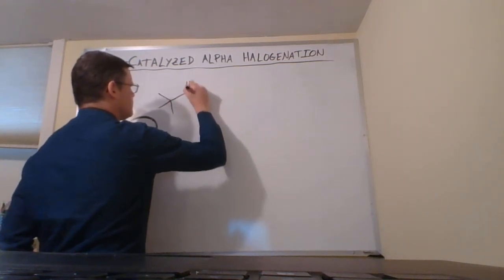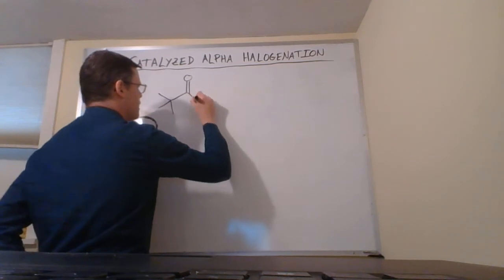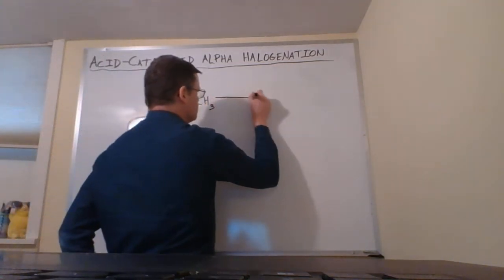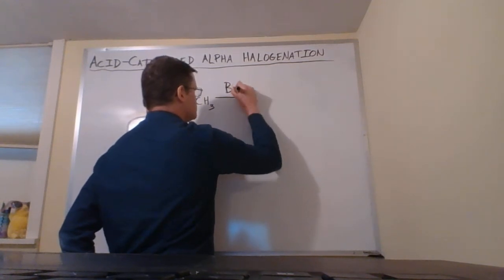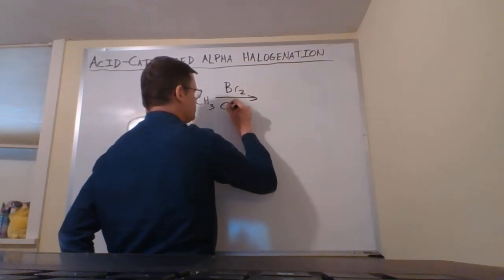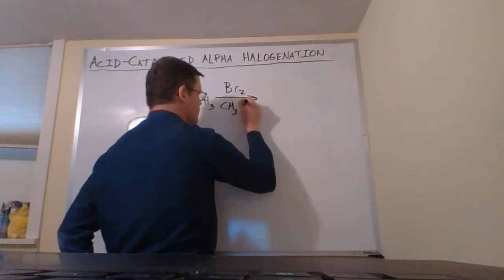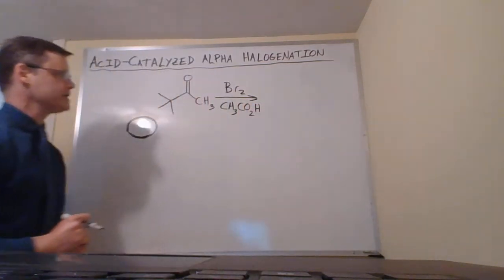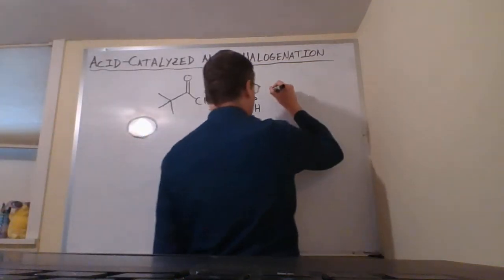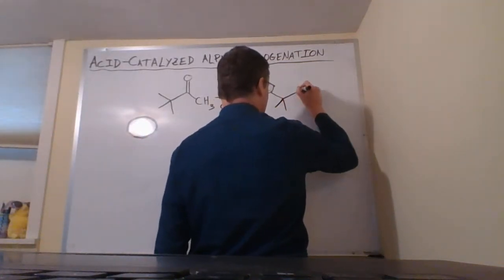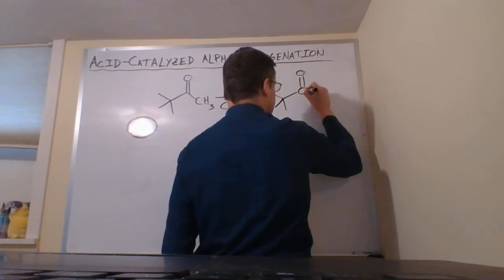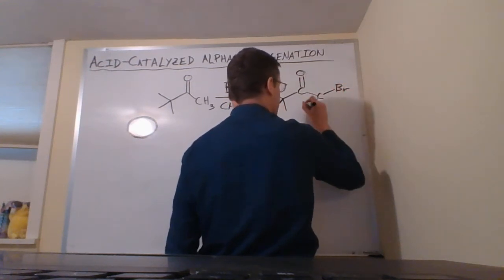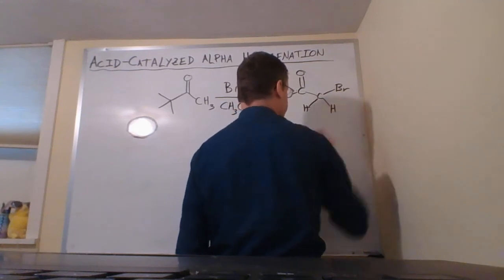So this is methyl tert-butyl ketone, and we can react it with Br2 and CH3CO2H, and this is acetic acid. And what that's going to give us is a ketone where we've substituted one of the hydrogens with the bromine.